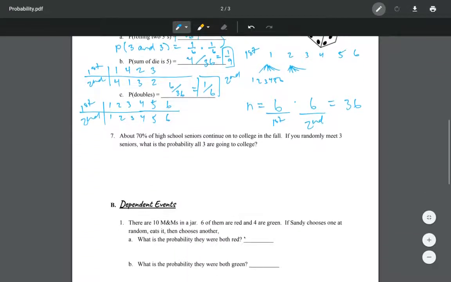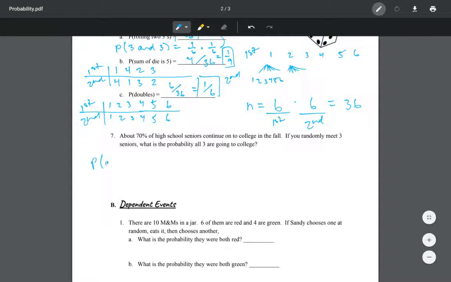The next one, we are using a survey result. I actually looked this one up. So this is from the Bureau of Labor Statistics. I think the actual percentage was 69.7, so very close to 70%. So about 70% of high school seniors continue on to some sort of college in the fall. If you randomly meet 3 seniors, what is the probability that all 3 are going to college?